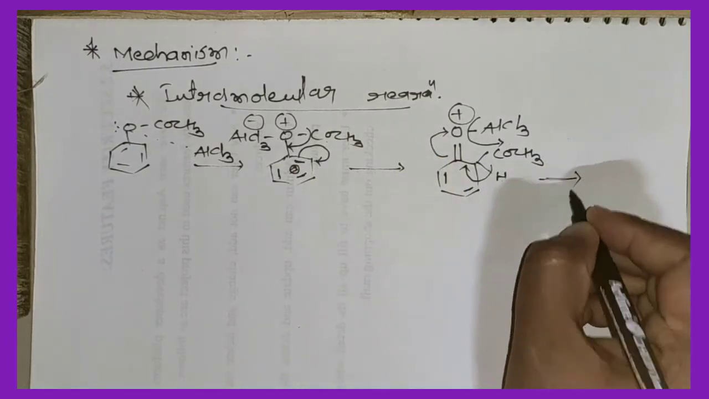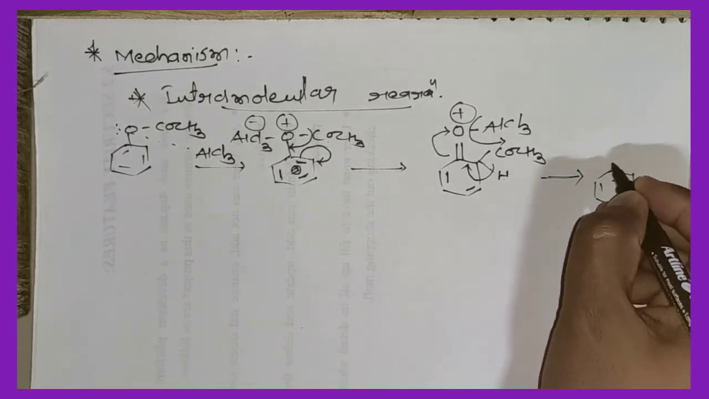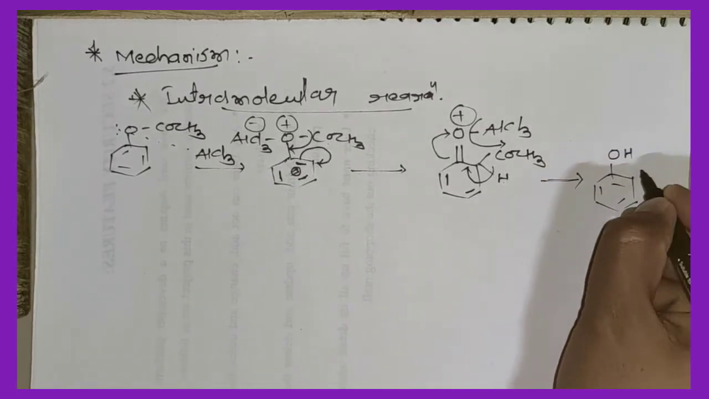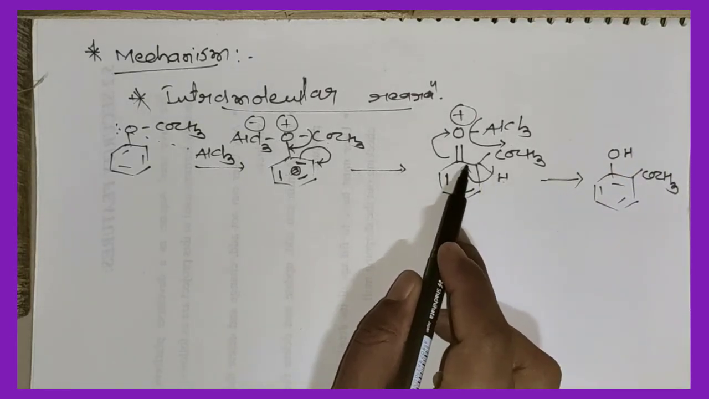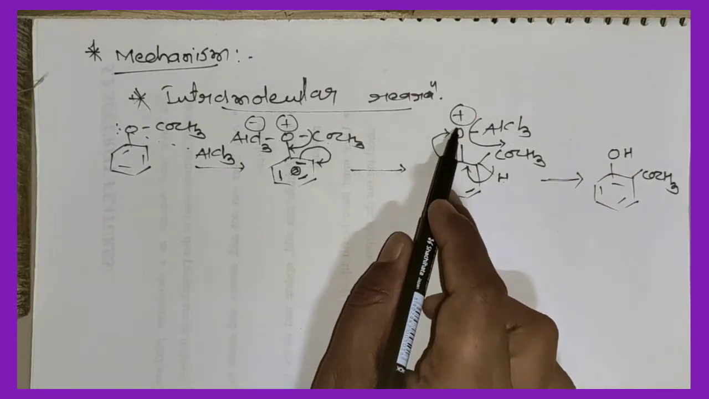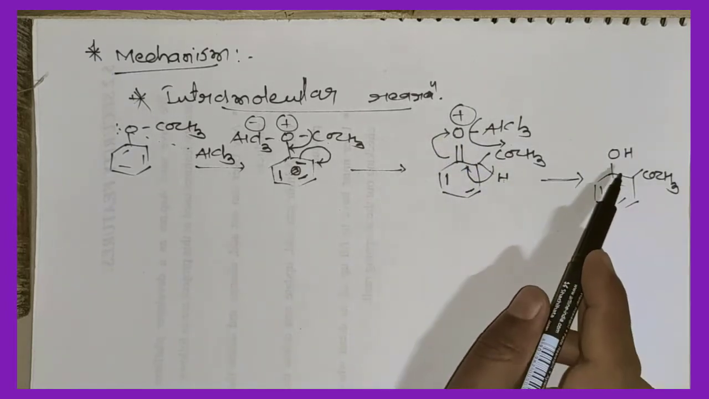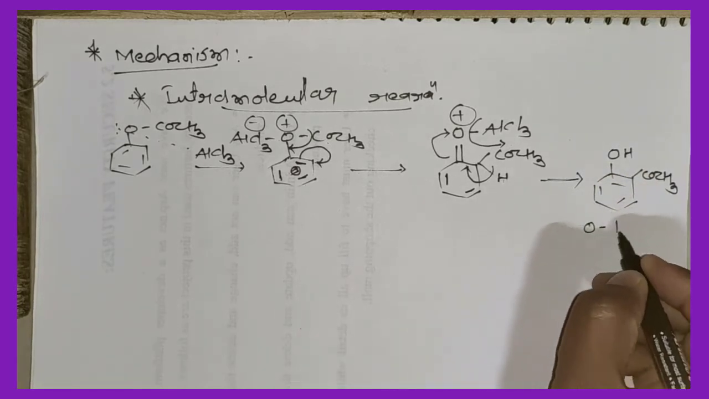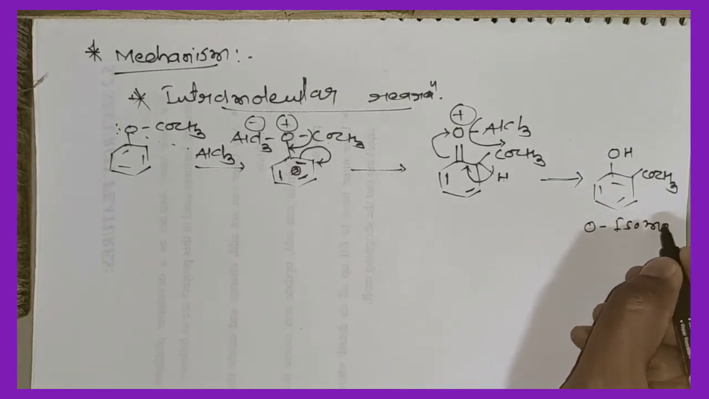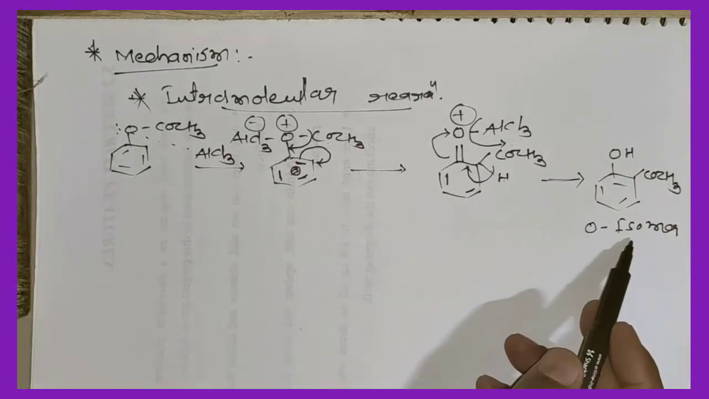So the final product is here OH and here COCH3. This hydrogen here forms a new bond, this bond transfers to oxygen, and this hydrogen transfers to oxygen. So the phenolic group is regained, and this is the ortho isomer, right? Okay, so this is how the ortho isomer is formed.